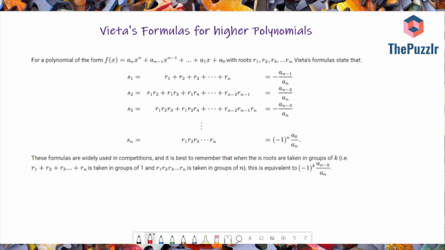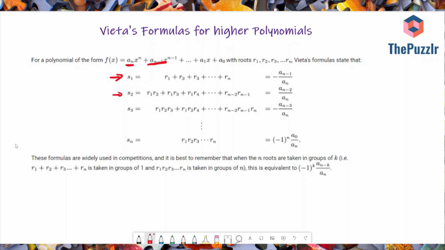Vieta's formula is quite simple for quadratics, but it also exists for higher polynomials. For a polynomial of the form f of x is equal to a_n times x to the power of n plus a_(n-1) times x to the power of n minus 1, all the way to a_1 times x plus a_0, which is just a constant, with roots r_1 all the way to r_n, Vieta's formulas state that s_1, or the sum of the roots, is equal to minus 1 times a_(n-1) over a_n. So this right here over this, multiplied by negative 1.